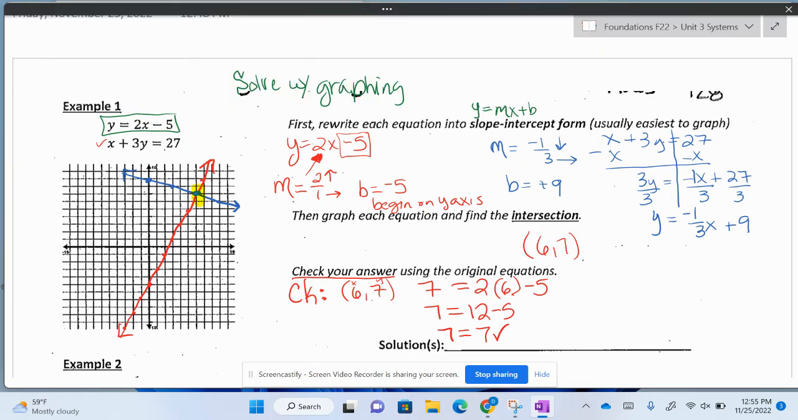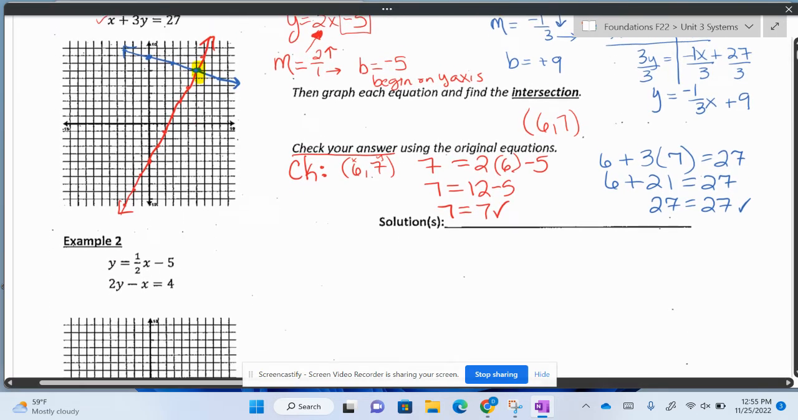Let's check the ordered pair 6, 7 for the second equation, which is x, 6, plus 3y, 3 times 7 equals 27. So that gives me 6 plus 3 times 7 is 21. And 6 plus 21 is 27. So this works. All right, let's do another example.